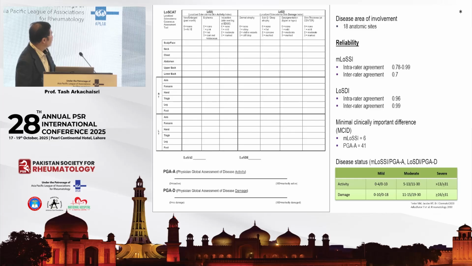Scalp and face, neck, chest, abdomen, upper back, lower back, arm, forearm, hand, thigh, leg, foot, right and left. You do the math. This is 18. And then you do just simple math, 0 to 3. Okay. And this has been validated 20 years ago. Okay, it fulfills every single reliability and validity test. And then you have PGA here, and then you have damage there. And when you talk about activity, we call it the skin activity index. And then damage is called the damage index. So the LoSCAT actually involves both activity and damage. Okay.